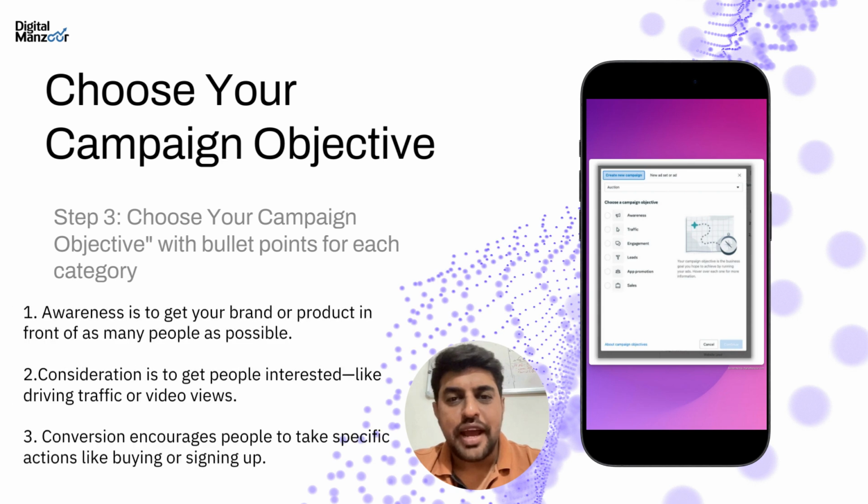Now, Facebook will ask you to select a campaign objective. This is super important because it tells Facebook what you want your ads to achieve. Here are the main categories you'll see: awareness, consideration, and conversion. Awareness is to get your brand or product in front of as many people as possible. Consideration is to get people interested, like driving traffic or video views. Conversion encourages people to take specific actions like buying or signing up.